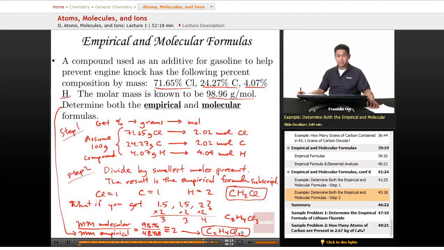And you can always double check your work. You can add up the molar mass of C2H4Cl2 and we're going to get very close to 98.96.